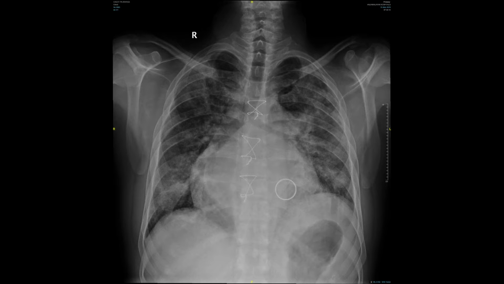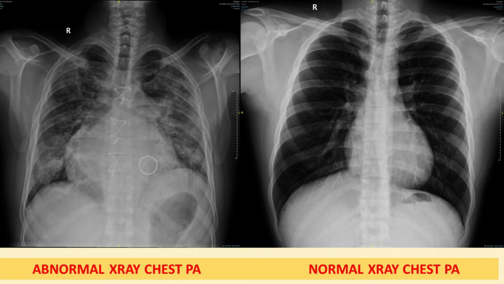We can assess the abnormal findings in the X-ray chest in comparison with the normal X-ray chest. So you will see the abnormal X-ray chest on the left side and a normal X-ray chest on the right side so that the findings will be easily eye-catching to everyone. First point, normal X-ray chest shows normal cardiac contour which is less than or equal to half of the thoracic diameter. In the abnormal X-ray chest, there is significant cardiomegaly even in our visual impression.